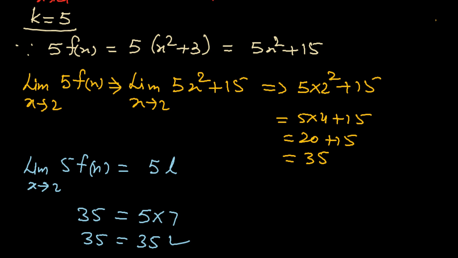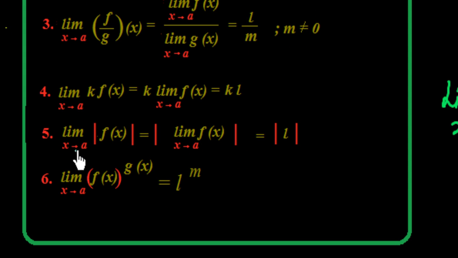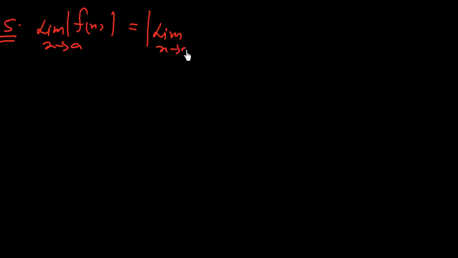Now the next you see here, so the limit x tends to a for the mod of f of x is equal to mod of limit of f of x at x tends to 2. So it is the mod of the limit also. So here we have to prove that. Now in the fifth you see that we have to verify limit x tends to a for mod of f of x, and we have to prove that limit x tends to a for f of x and its mod, we are taking whole mod, which is L.